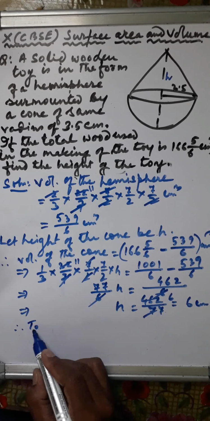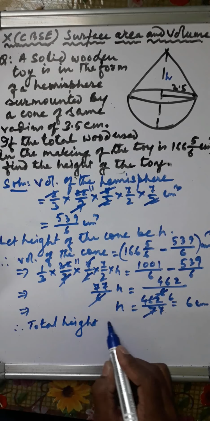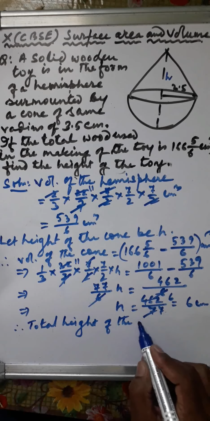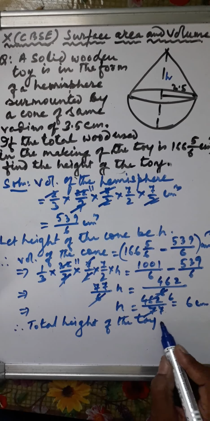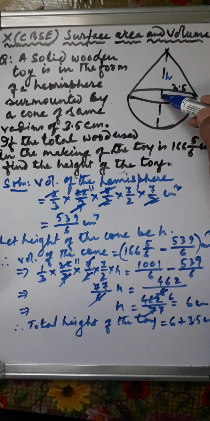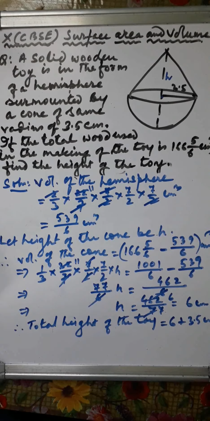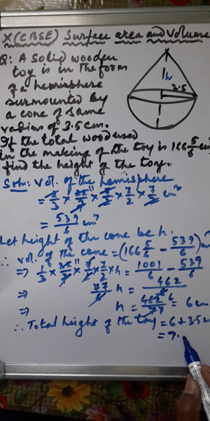Therefore the total height of the toy is equal to 6 plus 3.5 centimeter, because this distance is 6 and this is 3.5, and that is giving you 9.5 centimeter, and this is your answer.